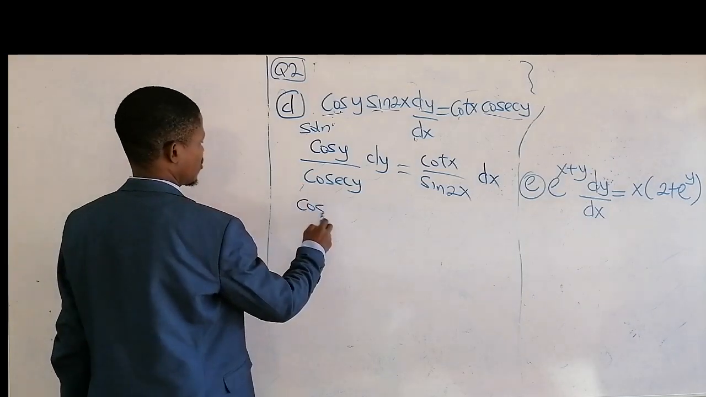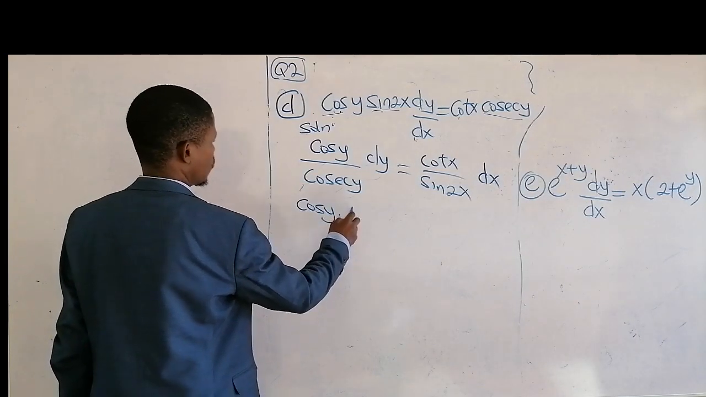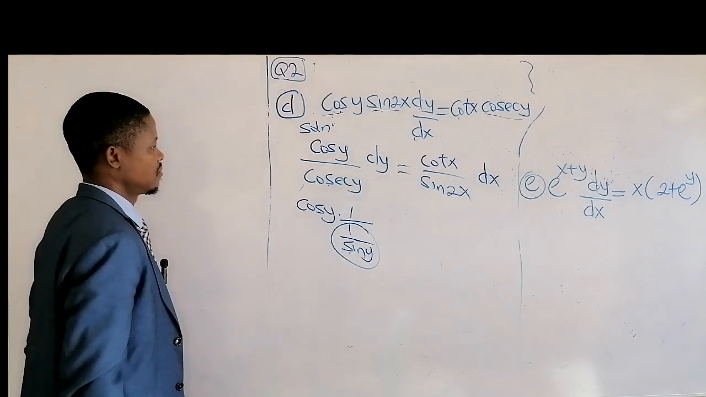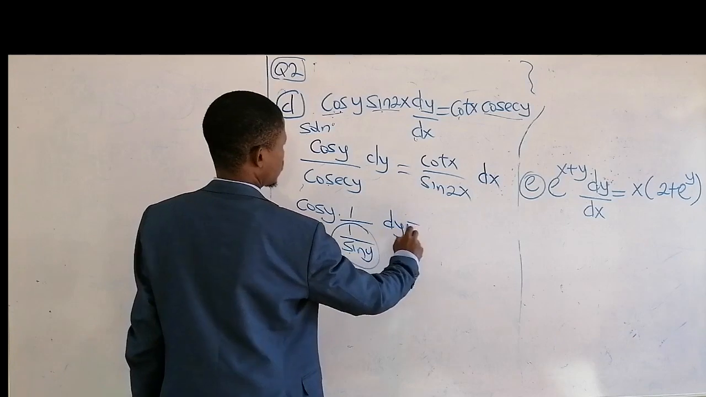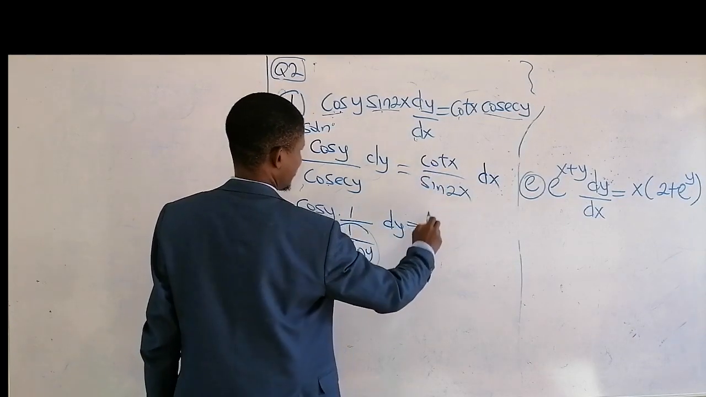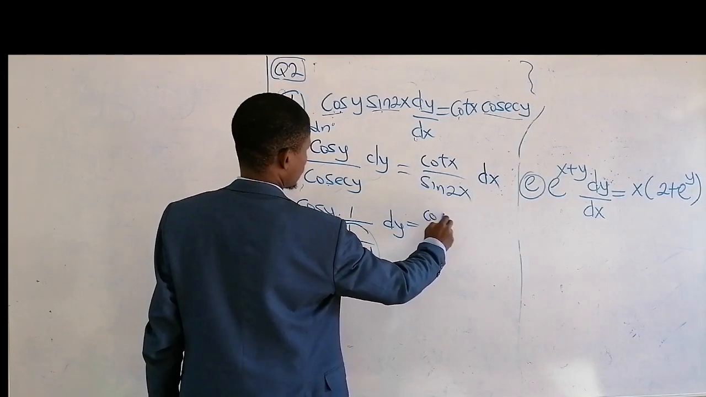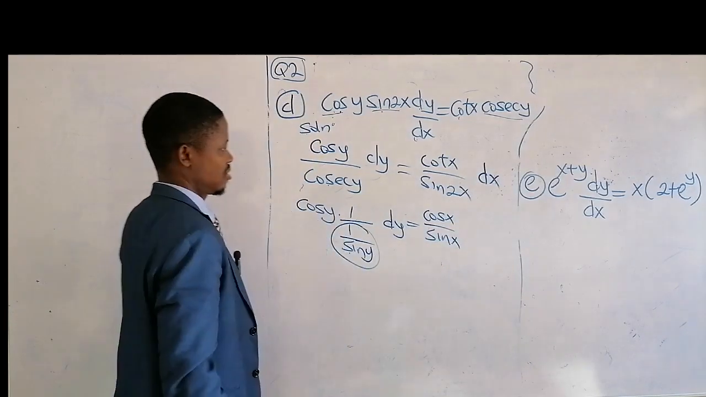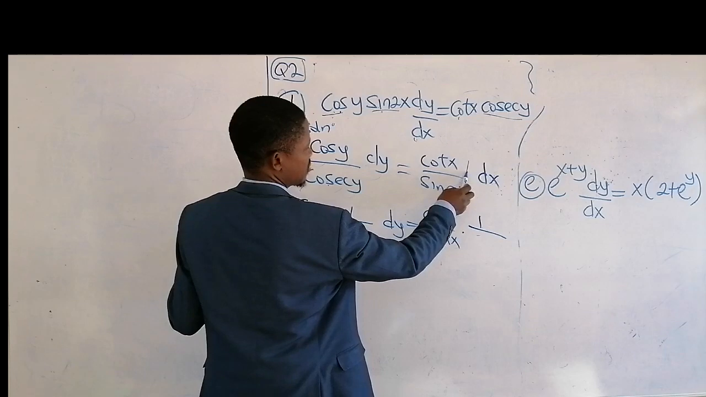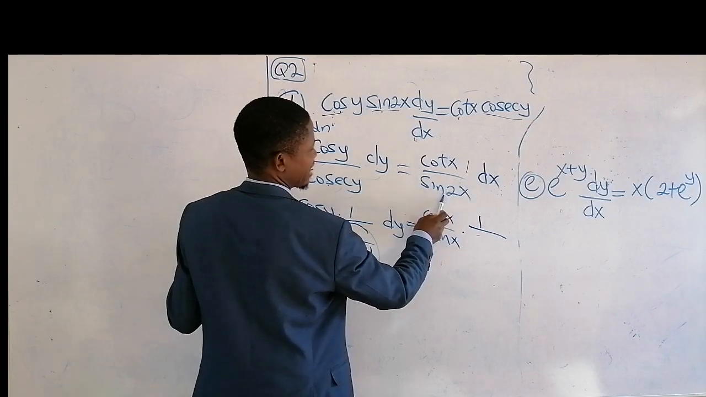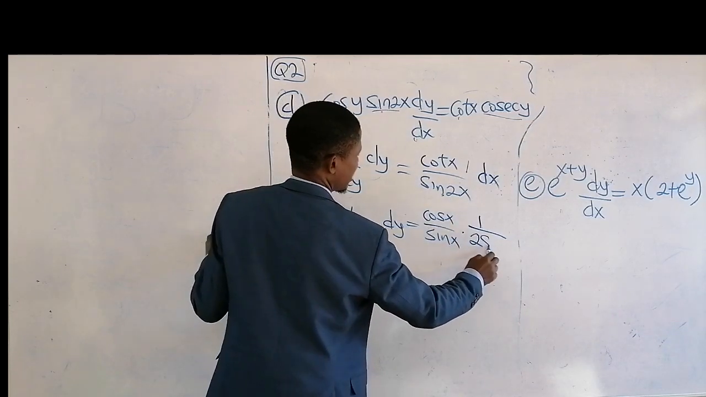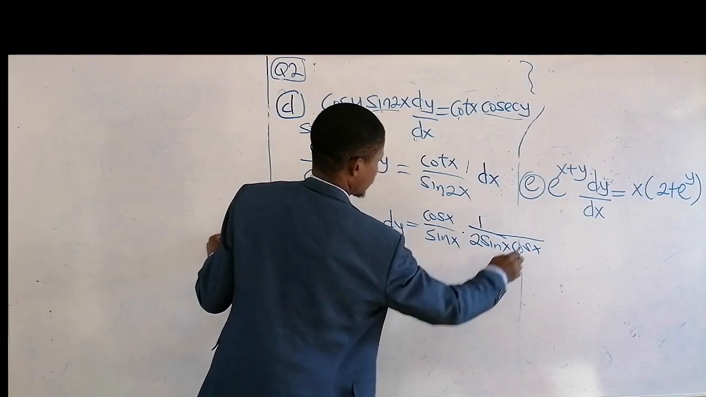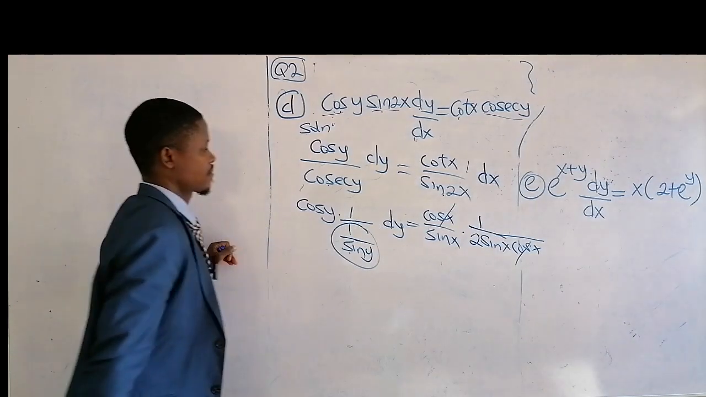This is what? Cos y times 1 over, this will give you what? 1 over sine, equal to dy equal to, this one also, cot is cos x over sine x. Don't forget that there is 1 here. So 1 over sine 2x, and sine 2x is what? 2 sine x cos x. So this one and this one we cancel.